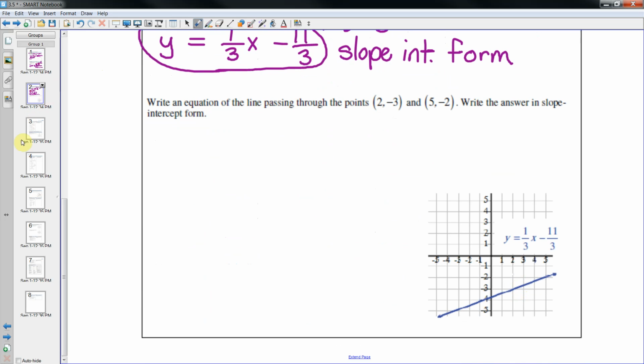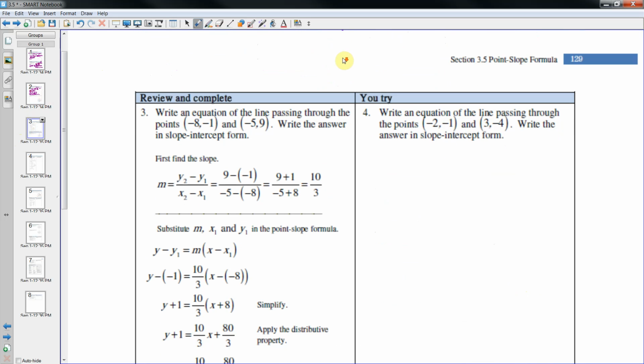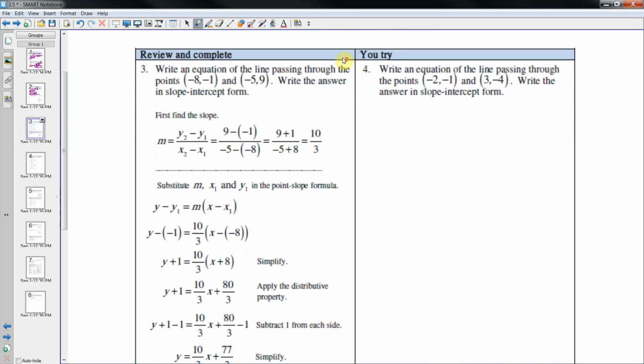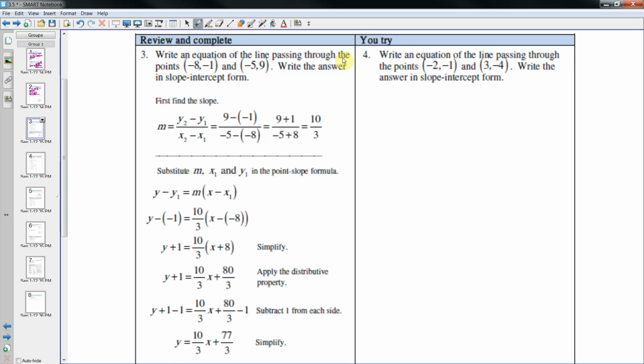I'm not going to have you graph something with a negative 11/3 y-intercept, so you're safe there. Let's look at this next one, because I imagine we're going to have to practice with fractions again, just looking at the example next to it. So again, I'm going to have negative 2, negative 1. I'm going to label it as x1, y1. I'm going to have 3, negative 4, and it's going to be x2, y2.